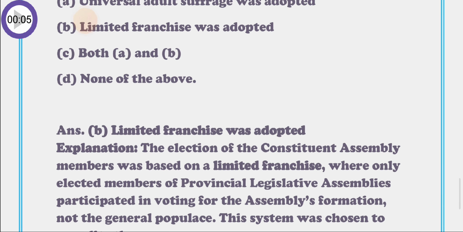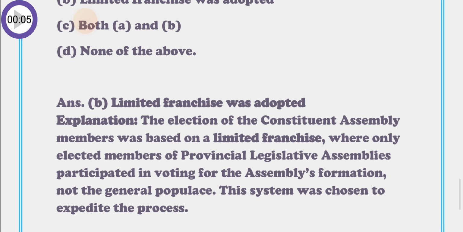The answer is B. Limited franchise was adopted. The election of the Constituent Assembly members was based on a limited franchise where only elected members of provincial legislative assemblies participated in voting for the assembly's formation, not the general populace. This system was chosen to expedite the process.